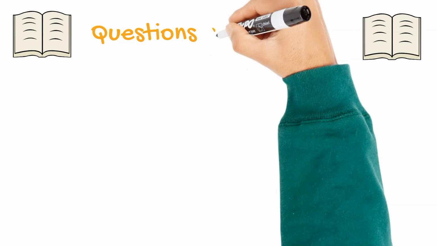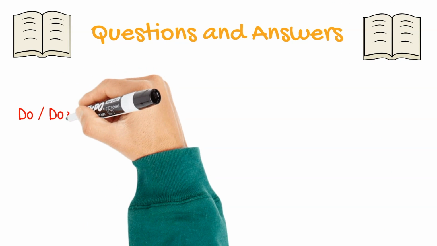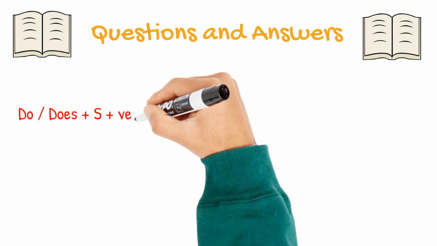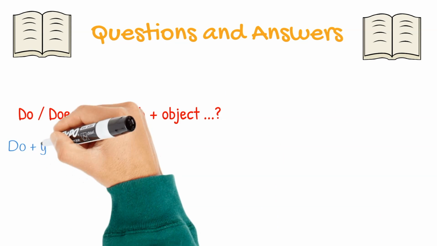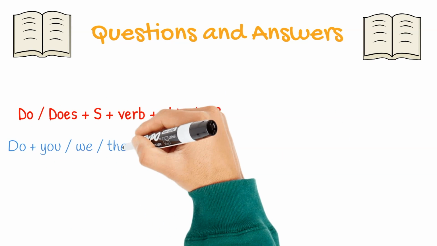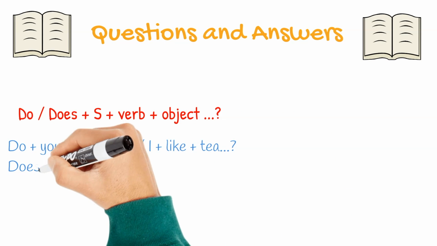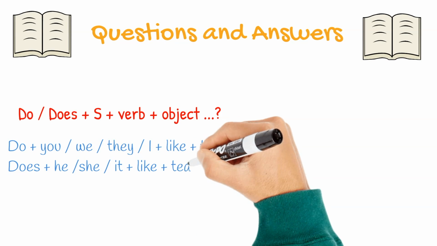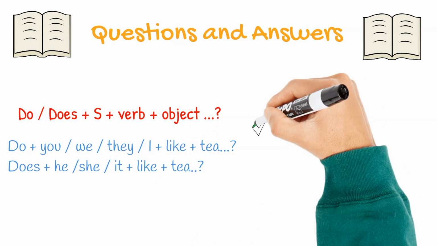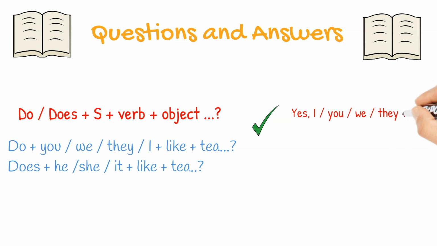Okay, so how do we ask and answer questions in the present simple tense? To form a question, we use the auxiliary verb do or does for he, she, and it, followed by the subject or pronoun, the verb, and then the object. For example, do they like tea? Or does he like tea?